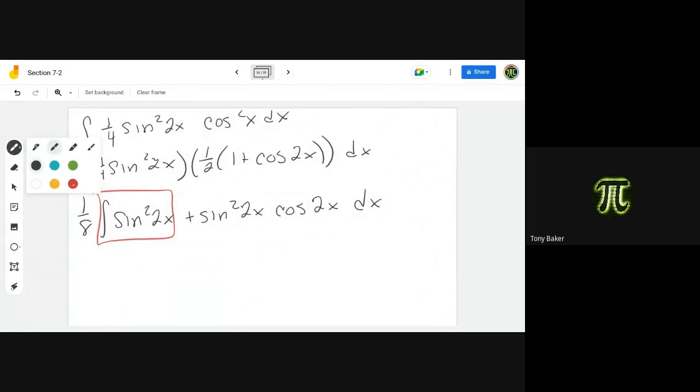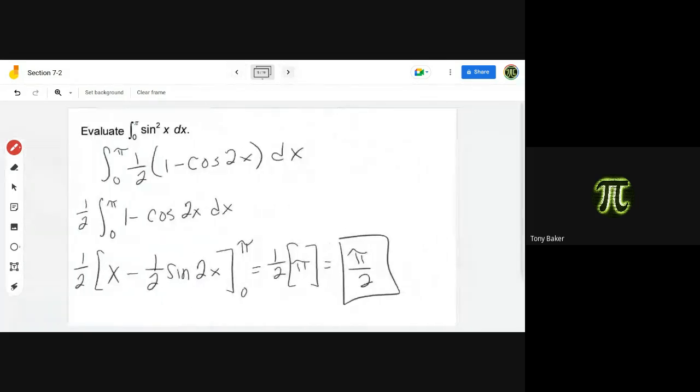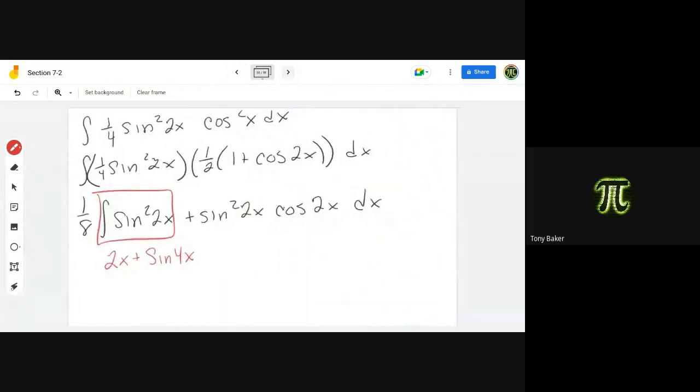So I've got, so this part is 2x plus, what was it, sine 4x? If I remember right, 1/2 sine 4x. So that's that part. And now let's do the integral of this. Now, this one we can do integration by parts on because they're both 2x.